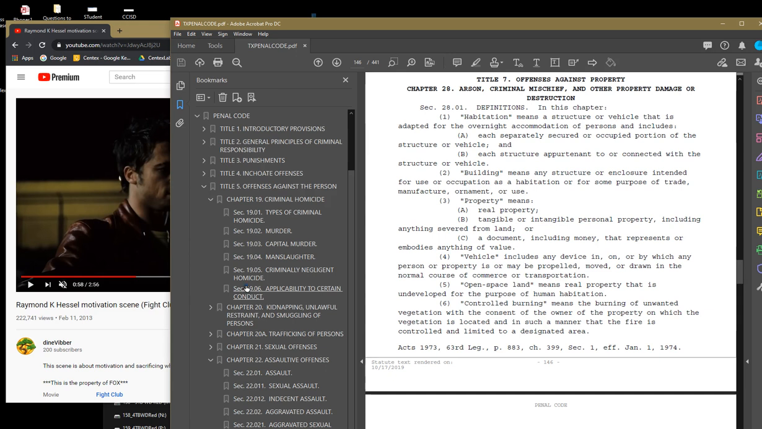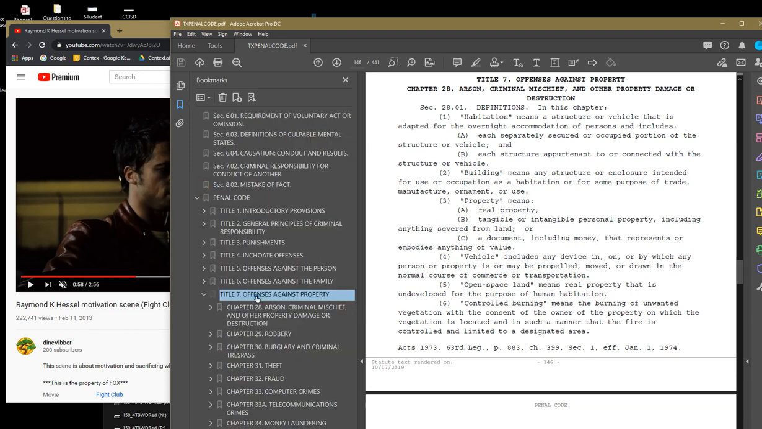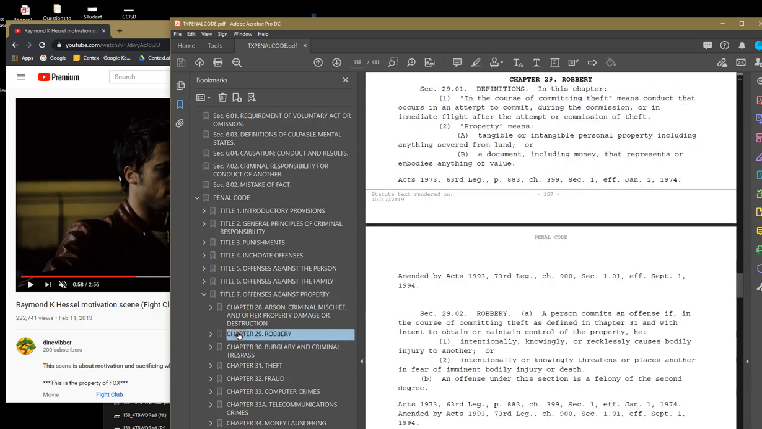So the person is necessary, which is why robbery could almost fit under crimes against persons here. But it does go under offenses against property under Title VII. So if you look there, we have arson, criminal mischief, property damage, robbery, burglary, criminal trespass, and theft, okay? So robbery, let's take a look at that. In the course of committing theft is what robbery is. So keep in mind, when you're looking at offenses like robbery, what's the first thing?